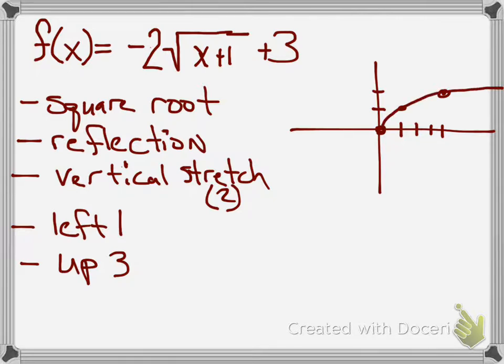And the reason why I'm doing that is this. The reflection is going to make that curve go down. But the vertical stretch by 2 means I'm going to multiply each one of those points by 2. So instead of being at (1, 1), it's now at (1, -2), because again, it's reflected. So instead of being up here, it's down there. And same thing with the 4. Instead of being (4, 2), it's now (4, -4), because you're multiplying literally by 2. Okay, that's kind of how that works.